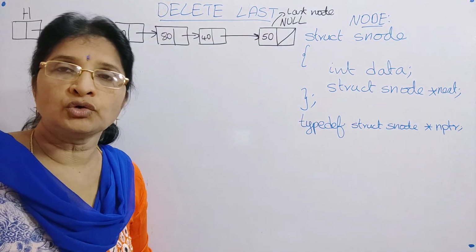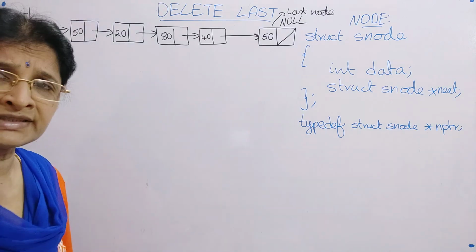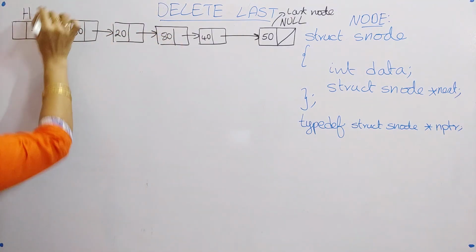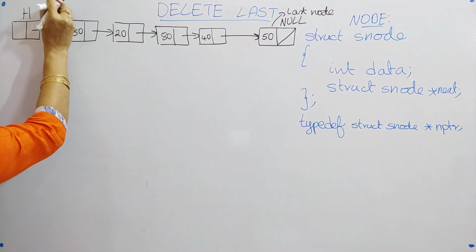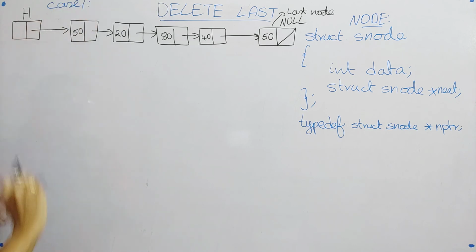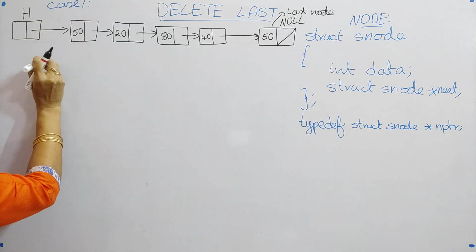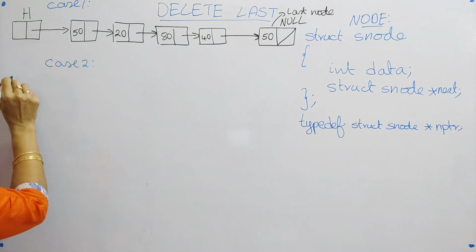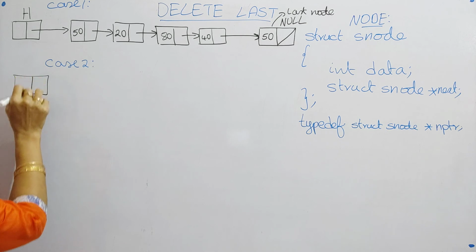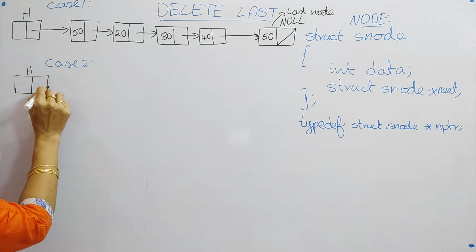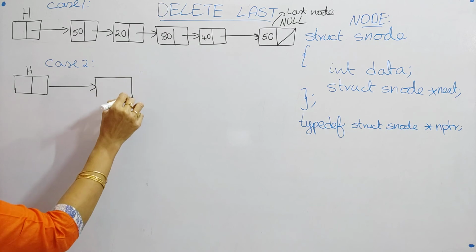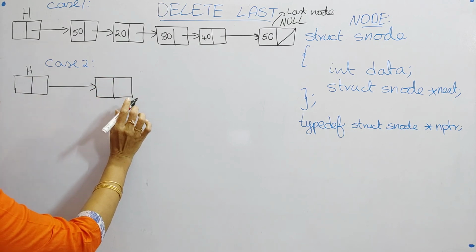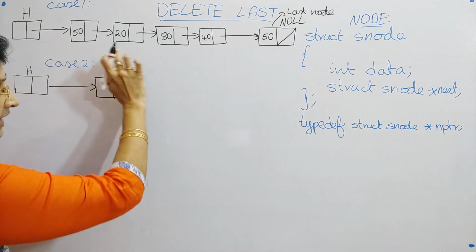We may have two cases. One is, suppose the list contains more nodes. That is the first case, case 1. And another case is that the list may have only one node. If it has more than one node, then we don't have any problem. That is one case. Suppose you have more than one node, then this is the case.